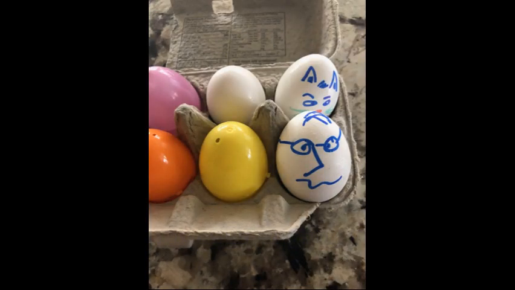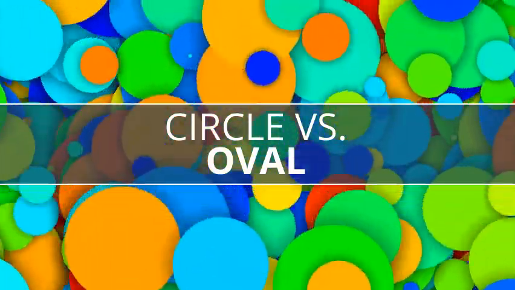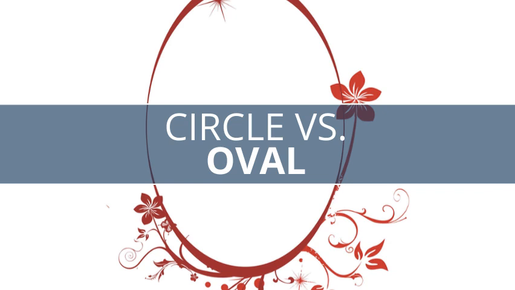Come on, let's go. What's the difference between a circle and an oval? Well, the circle goes around and around, equal on all sides, but the oval is skinny on top and skinny on bottom.